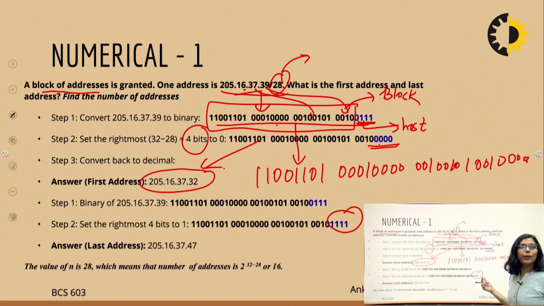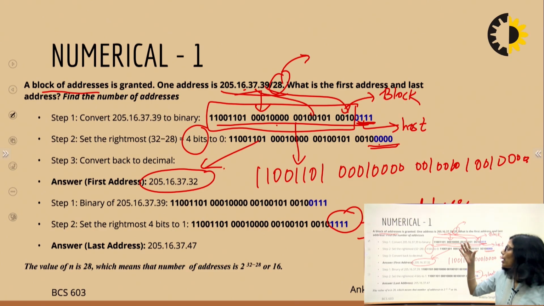So what will be the last host address? This will be my last address. By putting all the bits of host to 1, we are getting the last address. By putting all the bits of host to 0, we are getting the first address.